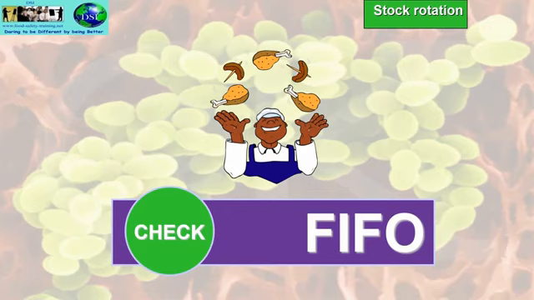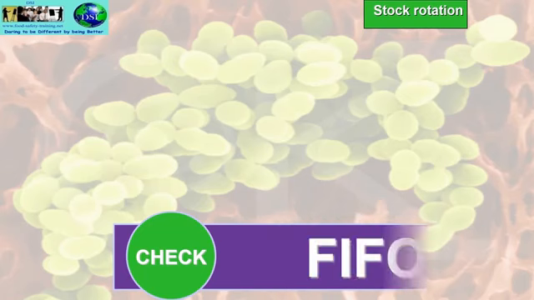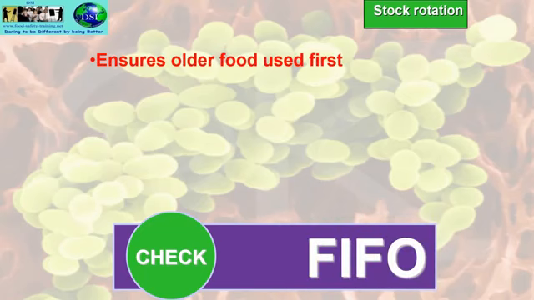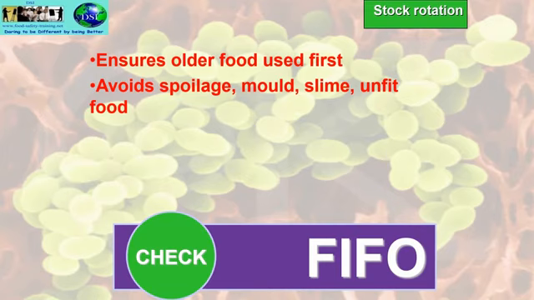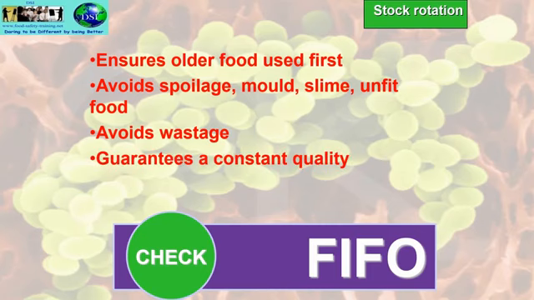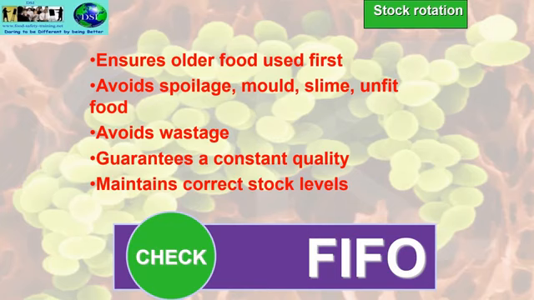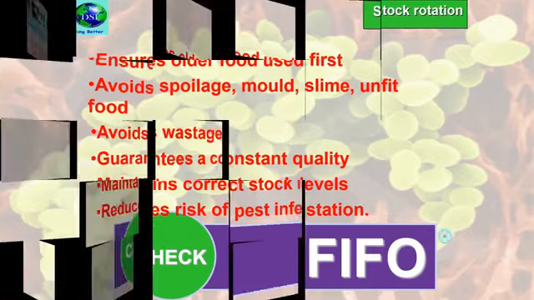So, first in, first out, FIFO, that's what that stands for. So if you've got new stock coming in, that goes to the back and the old stock comes forward. So it ensures older food is used first. It avoids spoilage, mould, slime, unfit food. It avoids wastage. It guarantees constant quality. It maintains correct stock levels, and it reduces the risk of pest infestation.